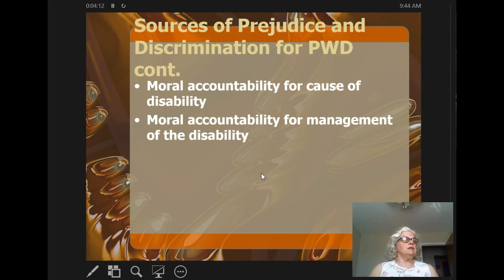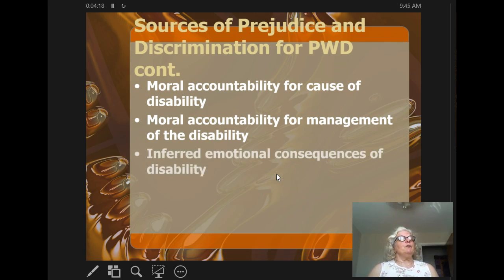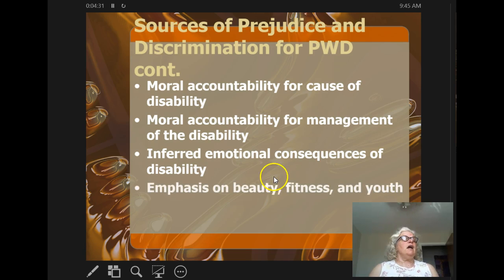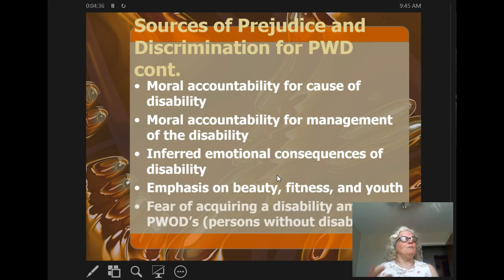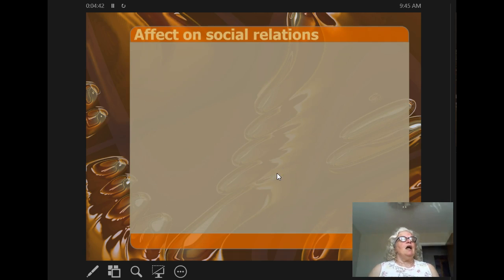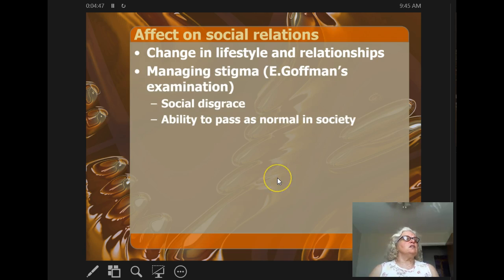Why is a person sick? Why has that person not cared for their needs better? A person with diabetes is losing a limb, well, if they had monitored their condition better, it might not have come to that. So there are inferred emotional consequences, and an emphasis on beauty, fitness, and youth. We can see how that pops out from some of the other issues we've described. It's a change in the effect on lifestyle and relationships, and so we see such things as managing stigma.